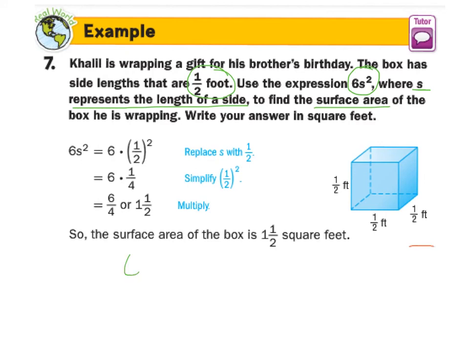So they took our 6s squared. Actually, we'll just talk it through up here. 6s squared. They took 6 times the 1/2 squared. When you find the square, remember that this over here tells you to take 1/2 times 1/2, which equals 1/4. And then we rewrite it as 6 times 1/4. So we put 6 over 1 and simplify. They could have simplified earlier. They did 6 times 1 is 6 over 4. And that is the same as 1 and 1/2.